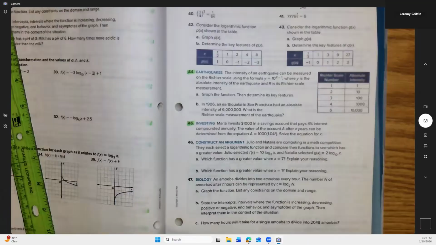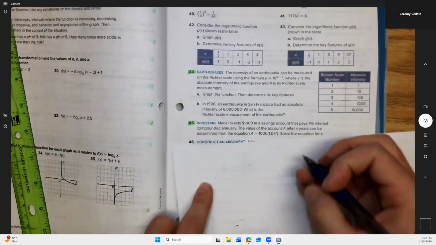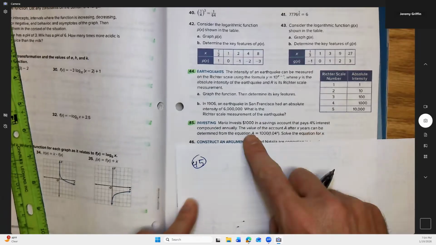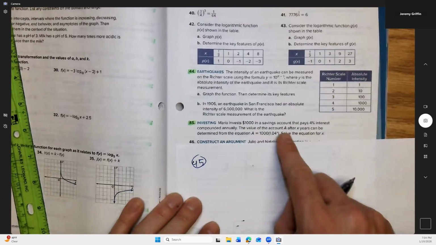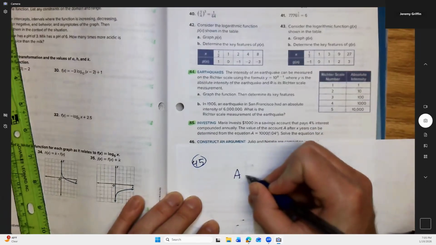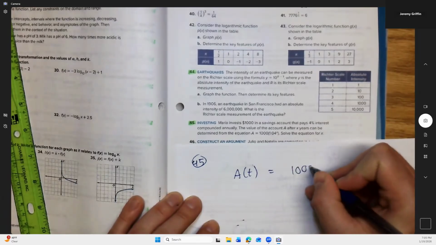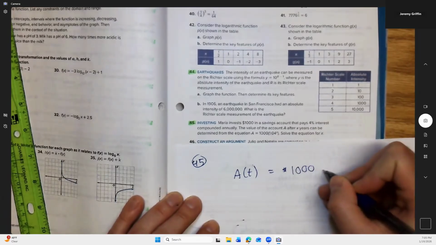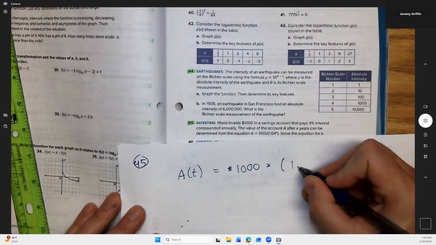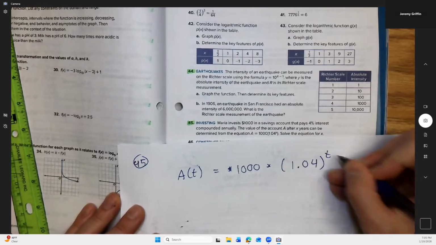All right. Last one. Ooh, investing. Maria invests $1,000 in a savings account that pays 4% interest compounded annually. The amount after some number of years is this expression, which we've been working with. The amount as a function of time in years could be the principal of $1,000, multiplied by 1 plus the interest rate. We've got 4% interest, so this shows up as 1.04. This is all to the power of t, the number of years that have passed.